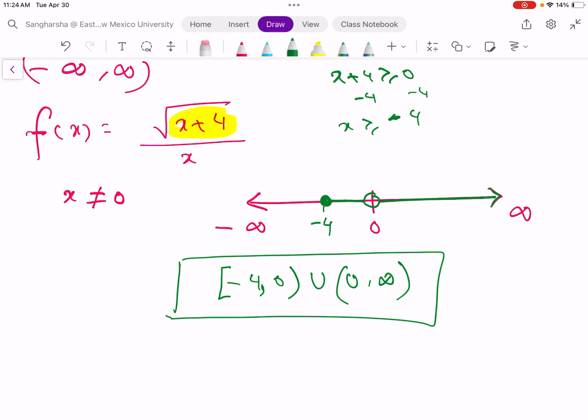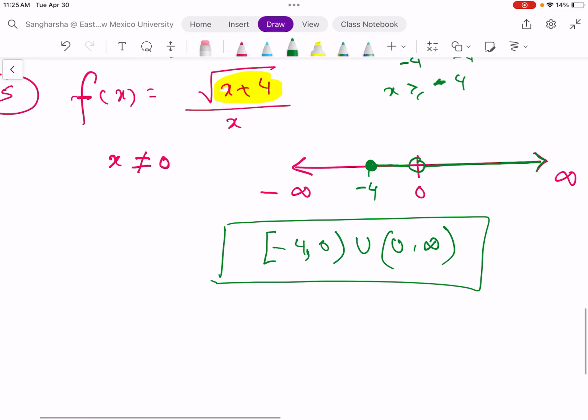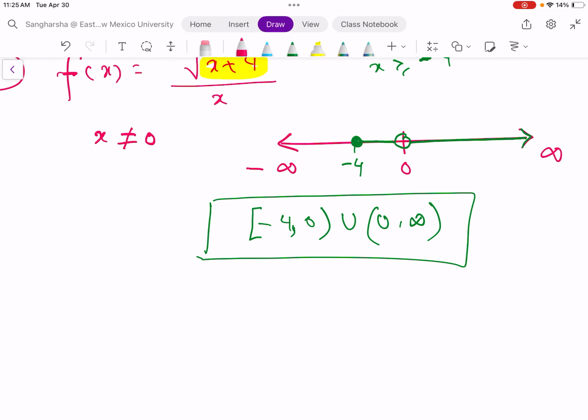Okay, so if you have a rational function, you have to exclude the numbers that make the denominator equal to 0. And if you have a square root function, you have to exclude the numbers that give you a negative number under the radical sign. Okay, any questions? Okay, let's go to number 26.